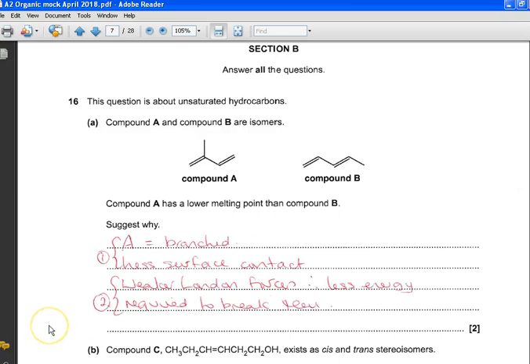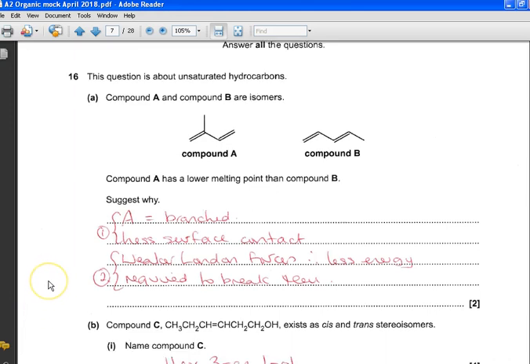Right, hello again. This is feedback for section B, the extended questions on the organic mock that you did last week in April. Okay, so question about unsaturated hydrocarbons. Why does A have a lower melting point than compound B?